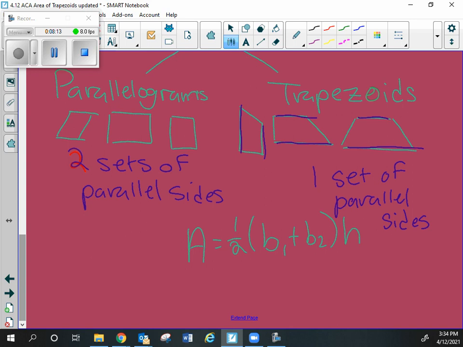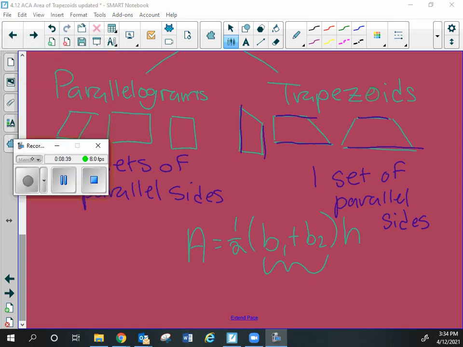The sides that intersect will never be the bases. The bases in a trapezoid always have to be what to each other? Okay, let's try again. The bases in a trapezoid have to be parallel. It does not matter which one is base 1 or base 2, as long as they are the parallel sides. Yes, sir. Correct. Okay, so let's go ahead and jump into some practice.